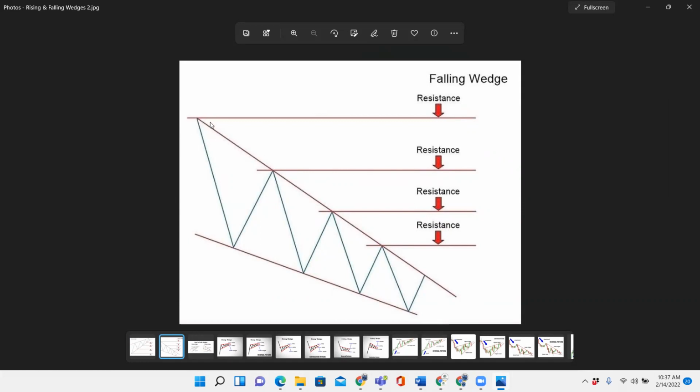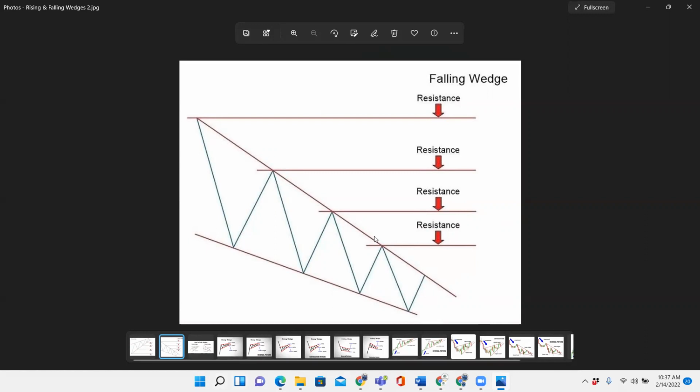So we have our starting point. We have our low spot. We have our new higher low, our new lower low, our new higher low, another lower low, another higher low, another lower low, then we have another higher low. So eventually, as you see, the market's going to explode in the direction that the market's going to go.